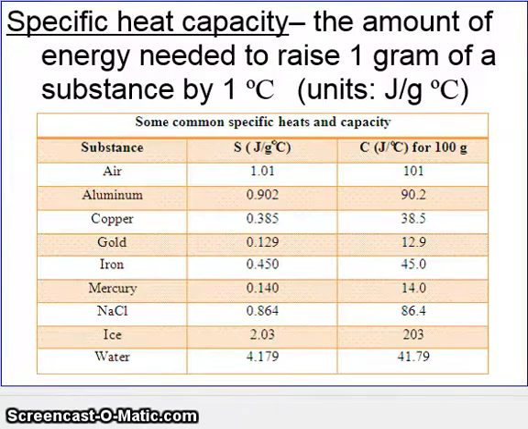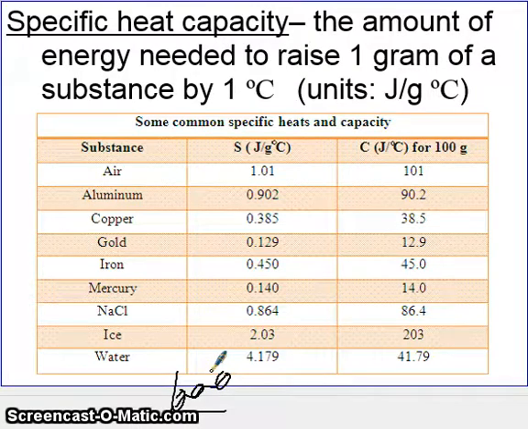Now, a similar concept is specific heat capacity. This is the amount of energy needed to raise 1 gram of a substance by 1 degree Celsius. So this is when you're not boiling or melting. This is in the diagonal portions of the heating curve, these portions right here. And so different substances take in heat differently.